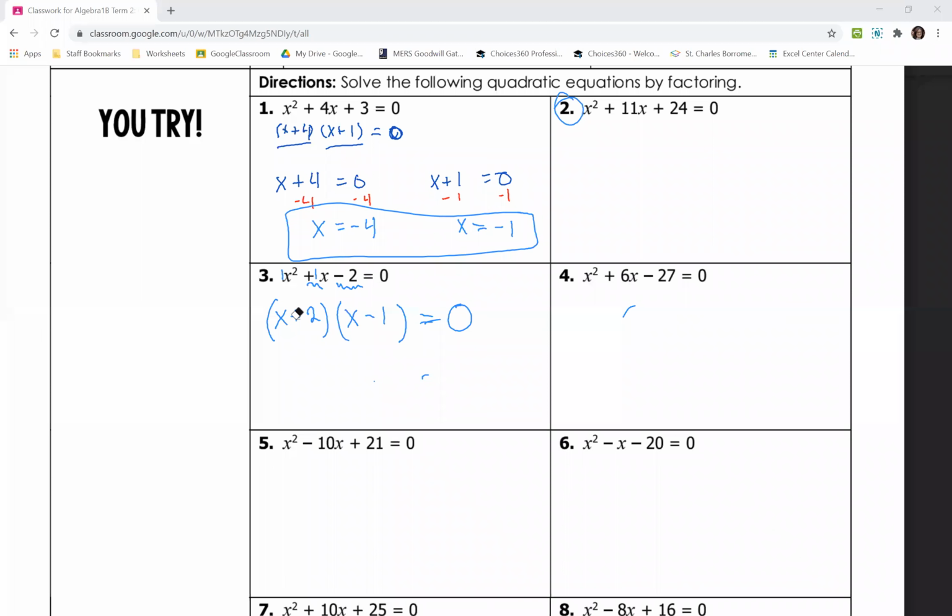So maybe I'll even draw them in a different color since these are brand new. This is a new equation. x plus 2 could be 0, and x minus 1 could also be 0. Okay, now subtract 2 from both sides. You have x equals -2. You subtract 1 from both sides, or add 1 to both sides on here, you have x equals +1. So my answers, x equals 1 or x equals -2.